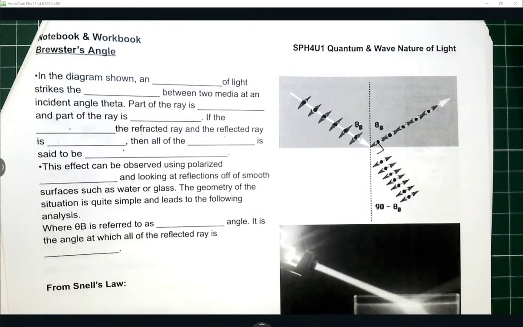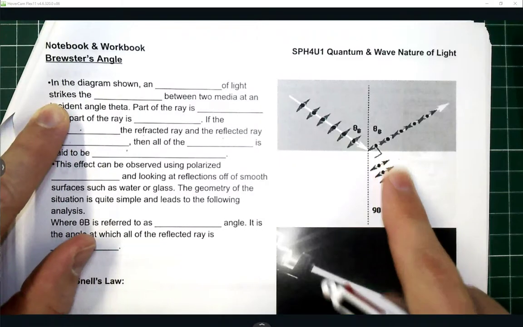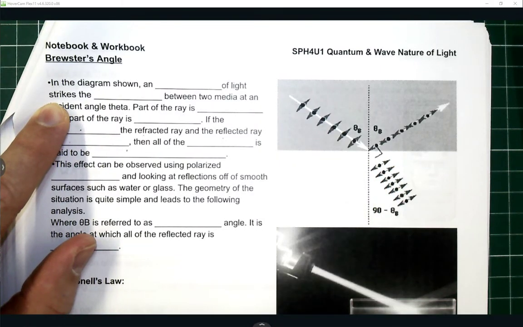Okay, so I want to talk about what the best angle is for this kind of polarization by reflection to occur. So we've got this diagram sitting right here. We'll talk about this in just a minute, but I want to put some words into these fill in the blanks first.